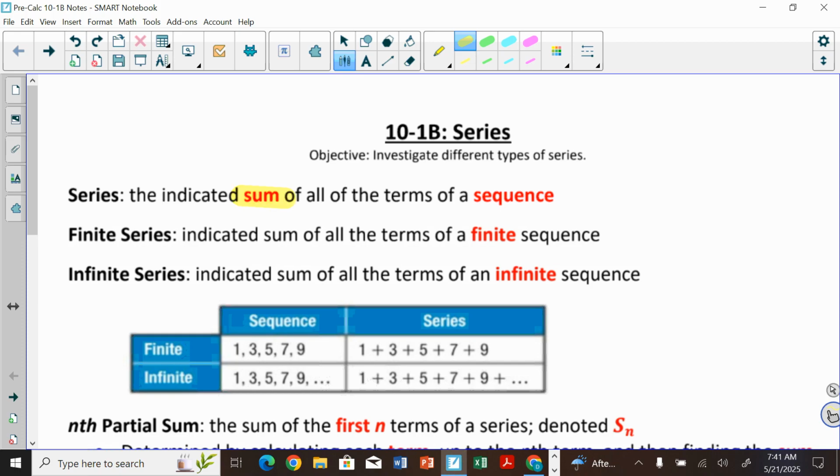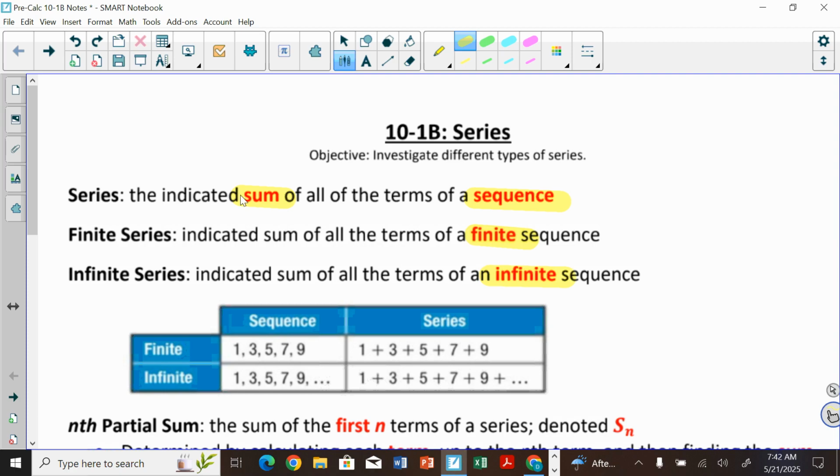It's the indicated sum of all the terms in a sequence. So sum means you're going to add them up. Sometimes you have a finite series. So this is the indicated sum of all the terms in the finite sequence, right? So remember, that's one that has an endpoint. Sometimes you have an infinite series, where you indicate the sum of all the terms of the infinite sequence.